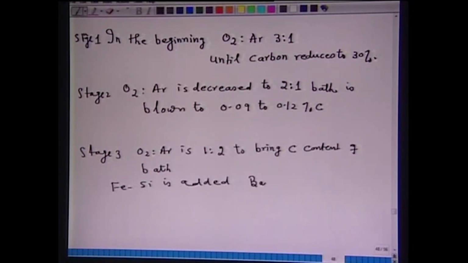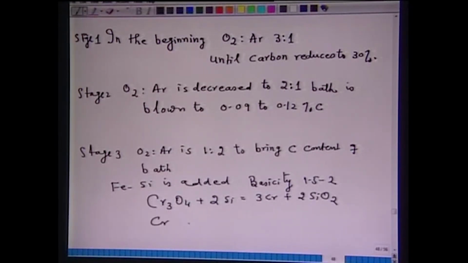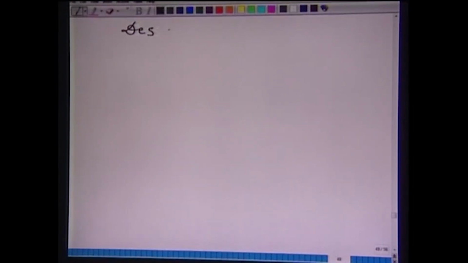Basicity of slag is maintained at around 1.5 to 2, and the reaction is Cr3O4 plus 2 silicon, that gives 3 Cr plus 2 SiO2. The chromium recovery may vary, but some figure like 97% chromium can be recovered from the slag back to the metal. Some sort of desulfurization can also be achieved if the need arises.